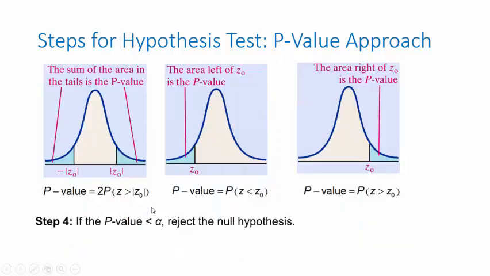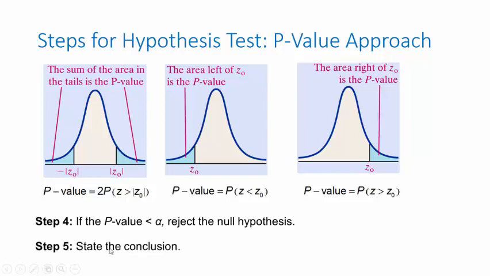Once we have this p-value, our next step is to compare it with the significance level alpha, which was from step 2. If the p-value is less than alpha, we reject the null hypothesis. Otherwise, we do not reject the null hypothesis.